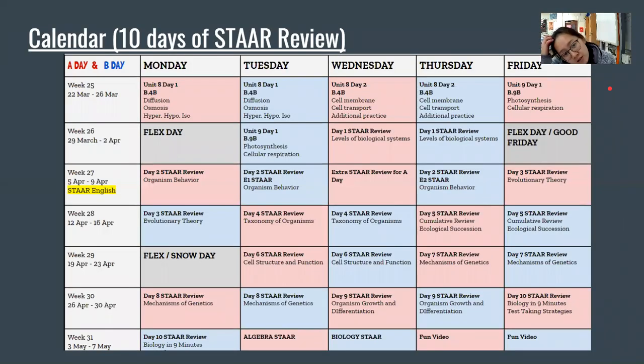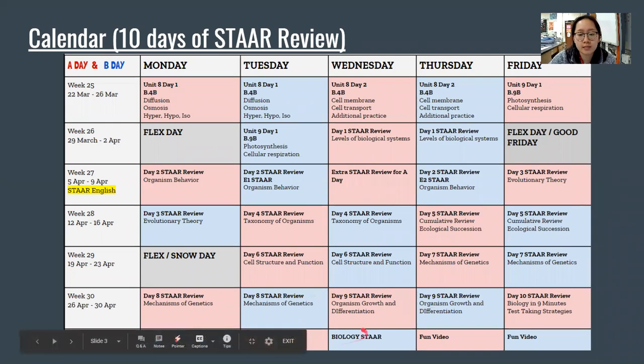This is the calendar of what we have left. We're right here for day 1. And so you have a couple weeks until your biology STAAR down here on May the 5th.